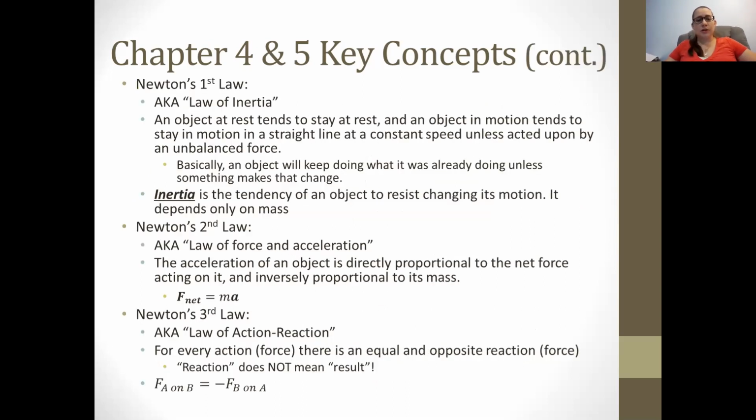So Newton's three laws of motion. The first law we call the law of inertia. That tells us that an object at rest tends to stay at rest, and an object in motion tends to stay in motion in a straight line at a constant speed, unless there is some unbalanced force that acts on it, some net force. So basically, an object's going to keep doing what it was already doing unless something makes that motion change. Inertia, we call it the law of inertia.